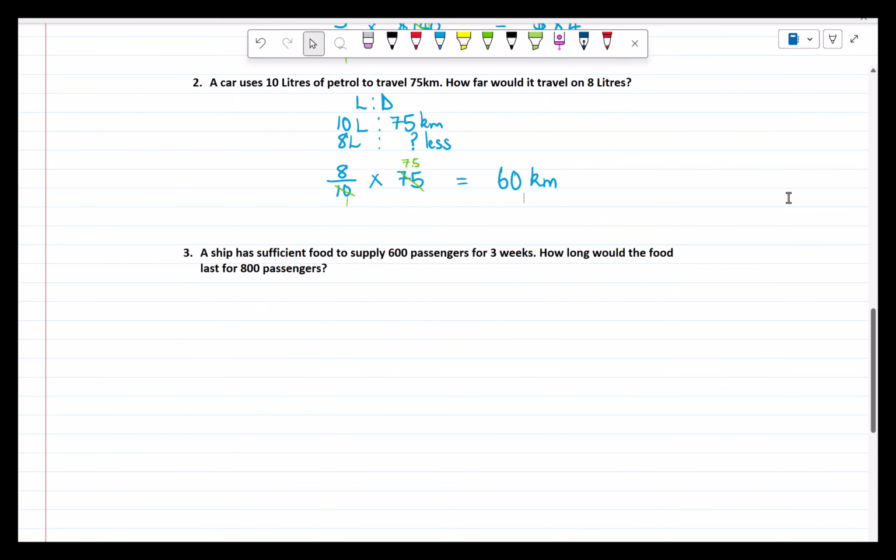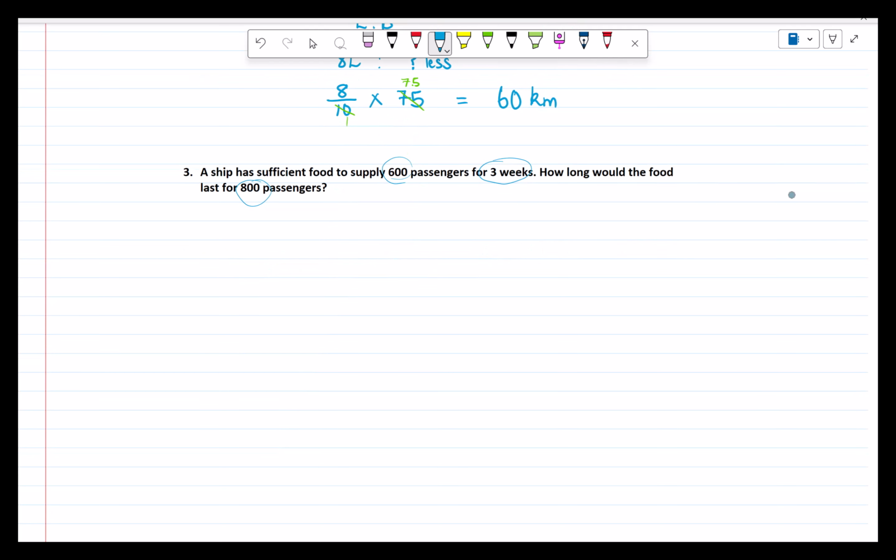A ship has sufficient food to supply 600 passengers for 3 weeks. How long would the food last for 800 passengers? Now, if you look at this, we have increased the number of passengers from 600 to 800, and with 600 passengers, the food was taking them 3 weeks. But now that we've increased the number of passengers, that means it is going to take less time. We are not going to solve this one in the same way that we did in example number 1 and example number 2. And let me show you why.